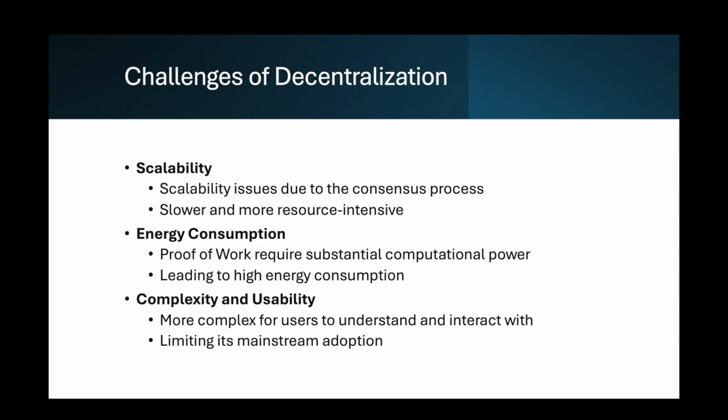Scalability. Decentralized networks can face scalability issues due to the consensus process, which can be slower and more resource-intensive than centralized systems. Energy consumption. Certain consensus mechanisms, like proof of work, require substantial computational power, leading to high energy consumption. Complexity and usability. The decentralized nature of blockchain can make it more complex for users to understand and interact with, potentially limiting its mainstream adoption.